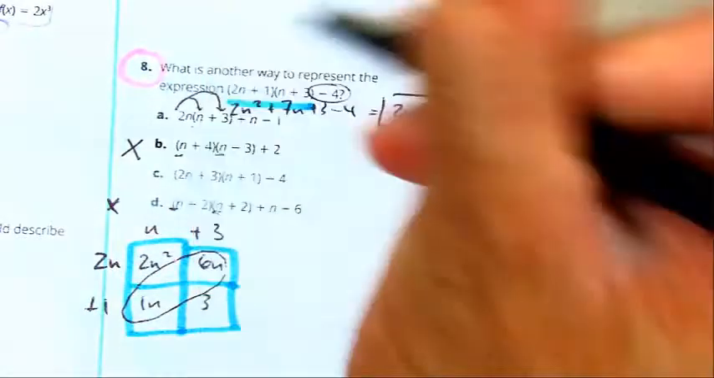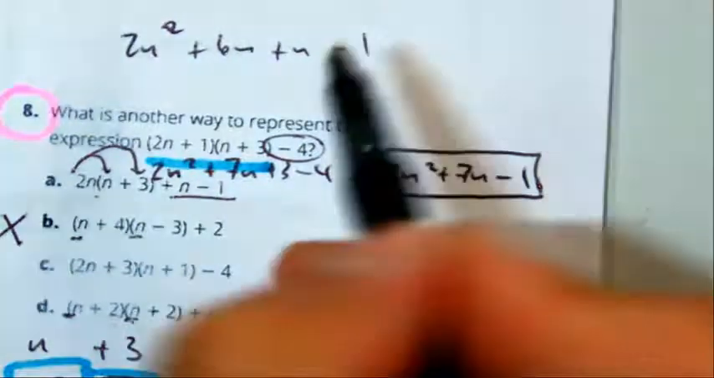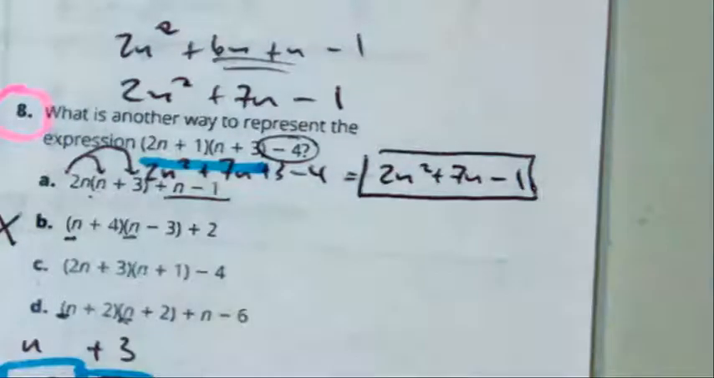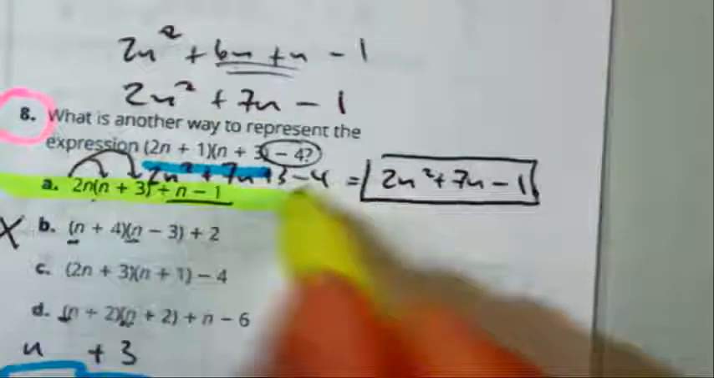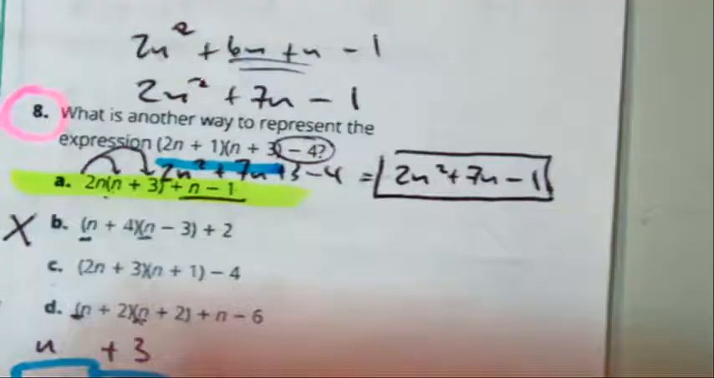So let me see what would happen if I just distribute on that problem. I would get something like this: 2n squared plus 6n, and then I have this plus n minus 1. If I just combine like terms right there, I get 2n squared plus 7n minus 1. Does that match what we have? Yeah. So the correct answer for 8 is A. If you guys think about it, multiple choice isn't guessing or even educated guessing. It's actually doing the math. It's just that one of the answers is there to check your answers.